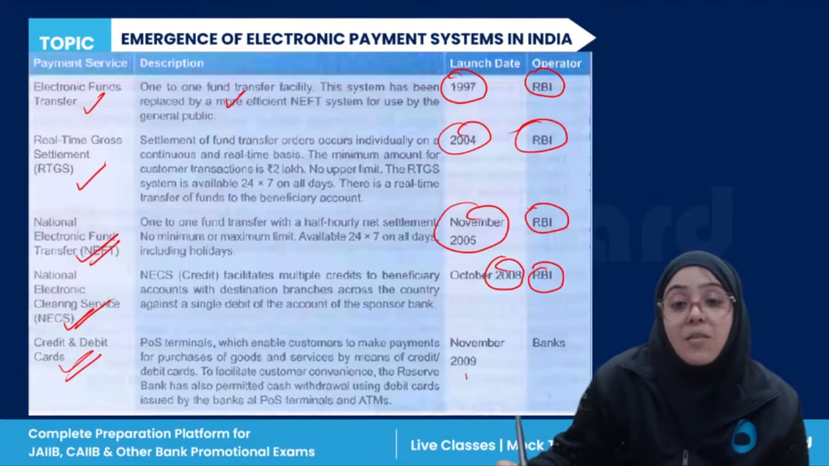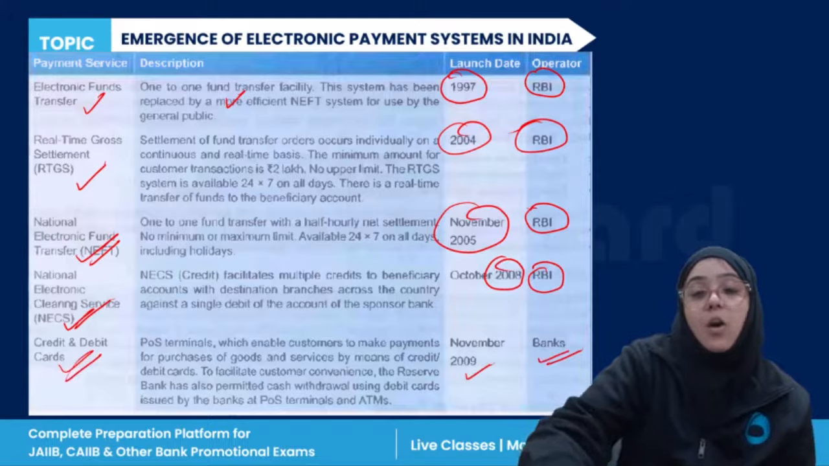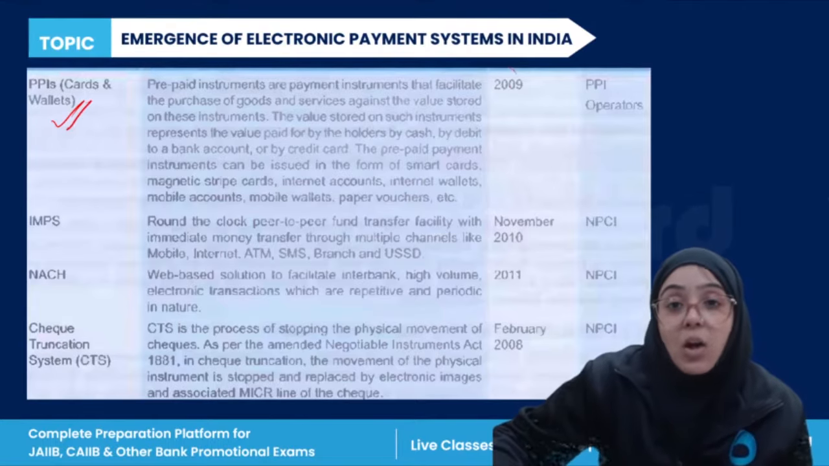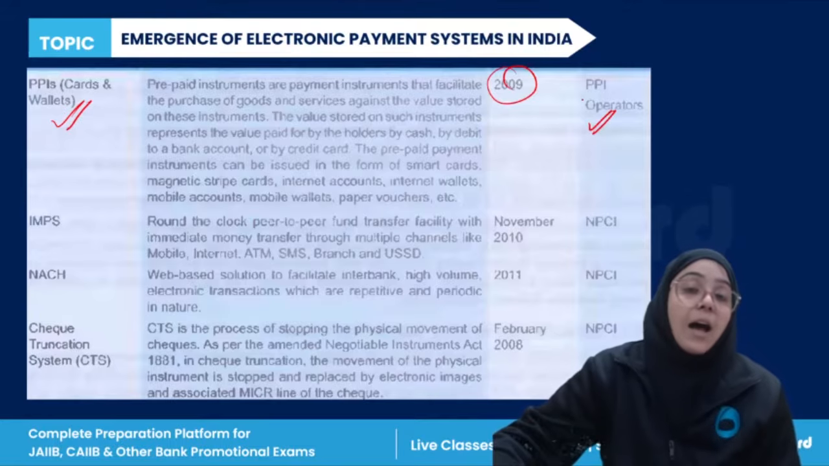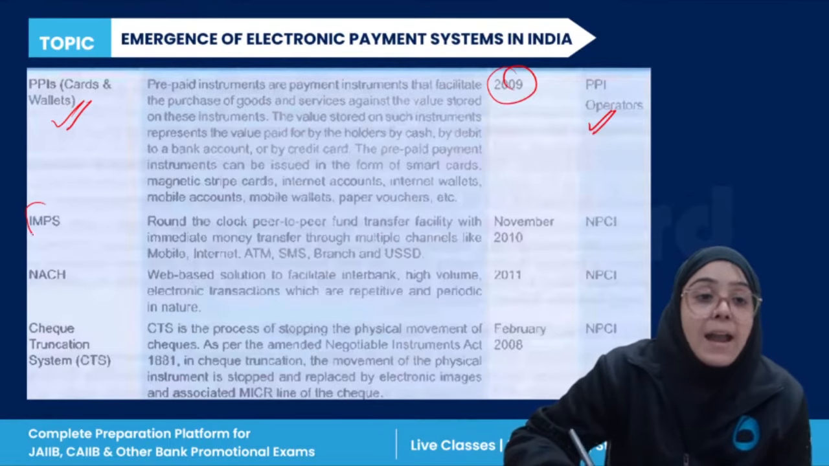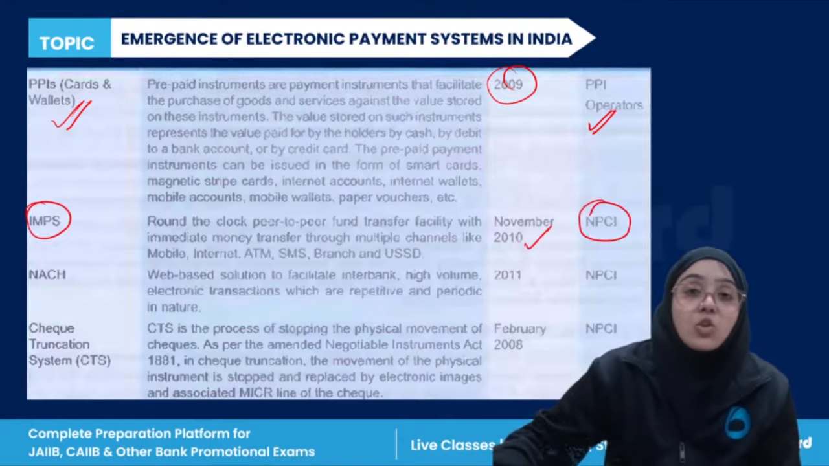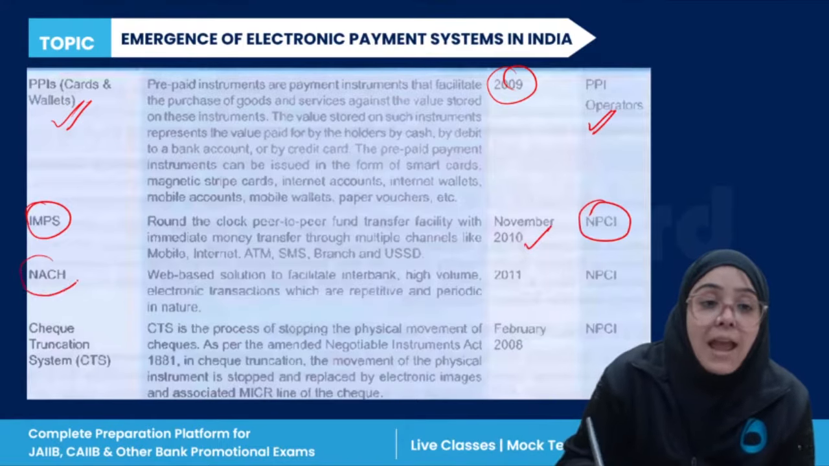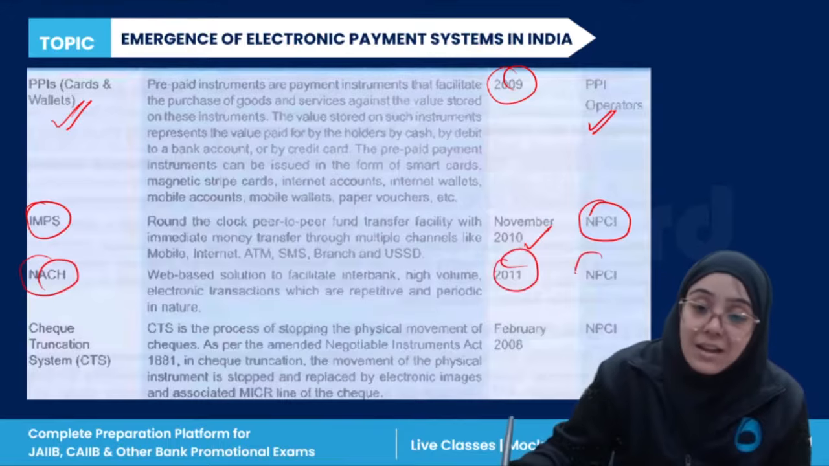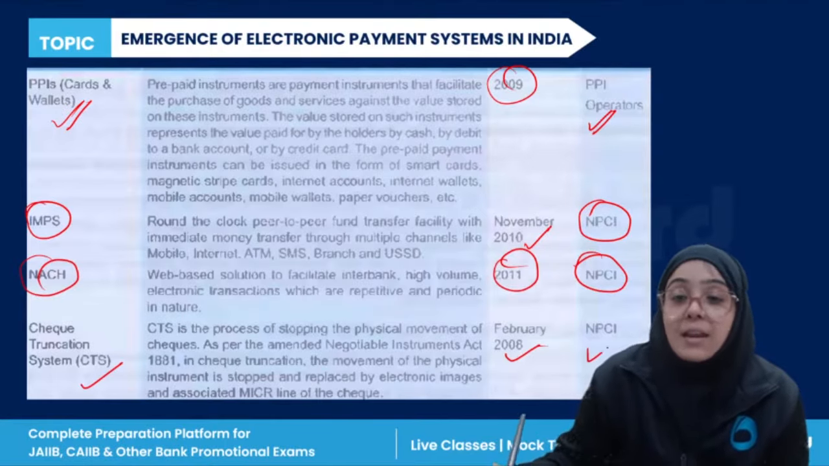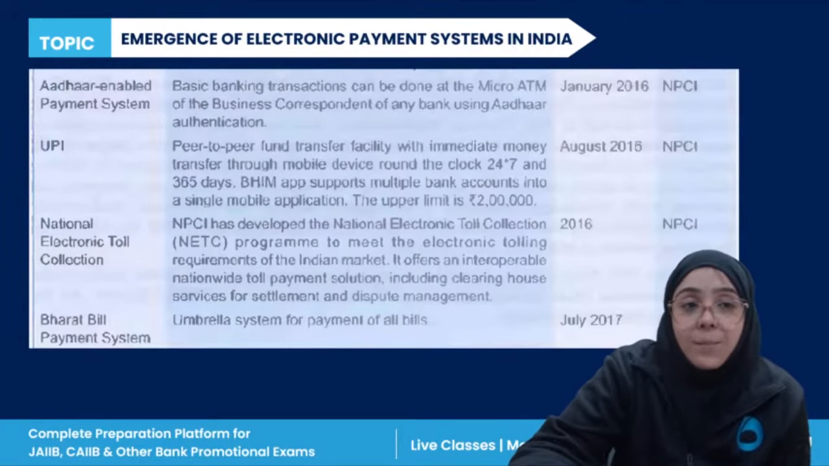NECS, October 2008. Operator is RBI. Credit and debit cards, November 2009, banks are the operators. PPI, prepaid payment instrument, 2009, PPI operators are the regulators. IMPS, immediate payment services, November 2010, NPCI, National Payments Corporation of India. NACH, 2011, again by NPCI. Cheque Truncation System, 2008, again by NPCI.